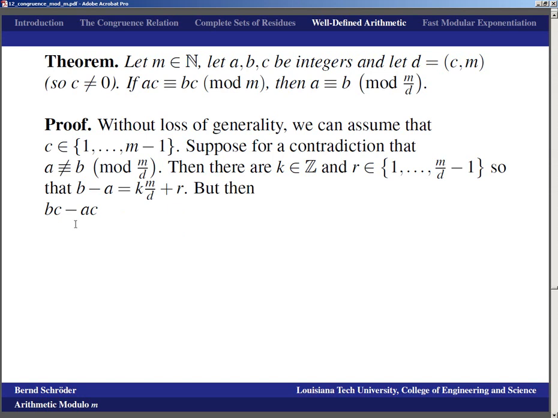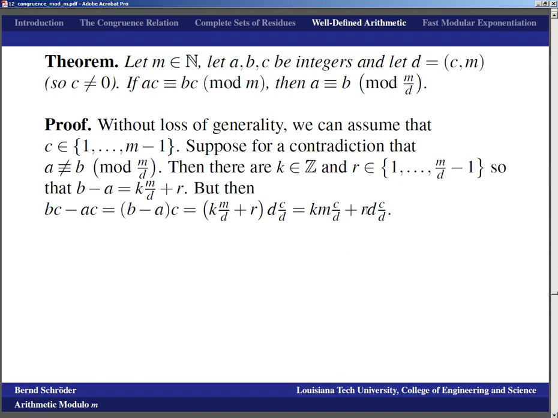Okay, but then, let's take a look at bc minus ac. Well, that's b minus a times c, and we know what b minus a is, so this is k times m over d plus r, and c is, of course, d times c over d, and now we're just going to multiply that out. So that gives us kmc over d plus rdc over d. And that is problematic now because the first one is divisible by m, because remember d is a divisor of c, so c over d is really an integer.